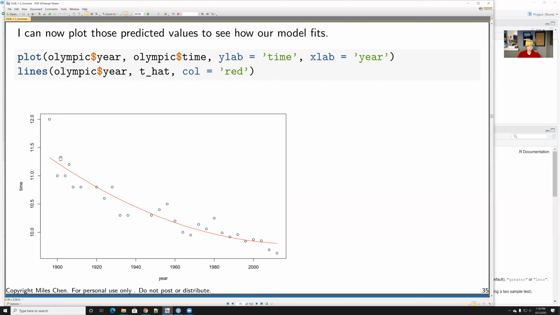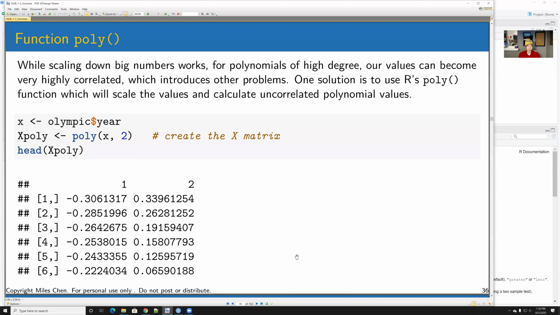This also looks like it does a good job, in that in the beginning the rate of the time improvements was great, and as time goes on, the amount of improvement goes down and down. One problem with a quadratic model, though, is that it goes the other way. It starts to curve back up, which means in the future people will be running slower and slower, which is obviously not going to be the case. But at least for the data that we have available, it does a decent job.